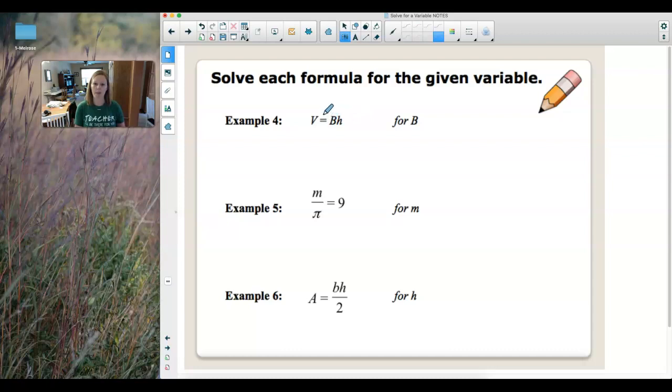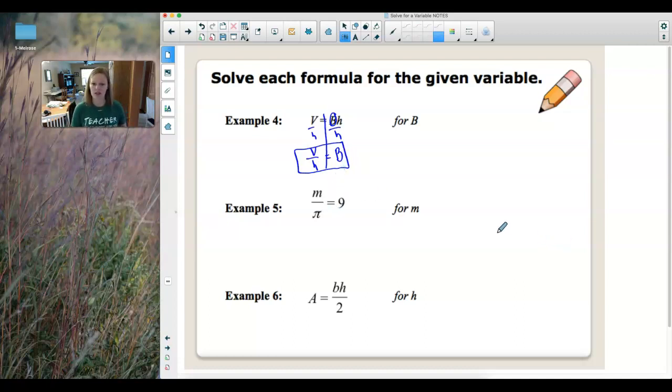Example 4. We are going to solve for B. Here's our volume formula. Volume equals capital B times H. Because this says times, we're going to divide both sides by H. And capital B equals your volume divided by the height. And that's your answer. It does seem kind of simple that you don't have to actually do the math.